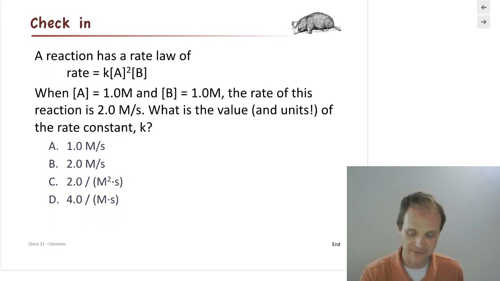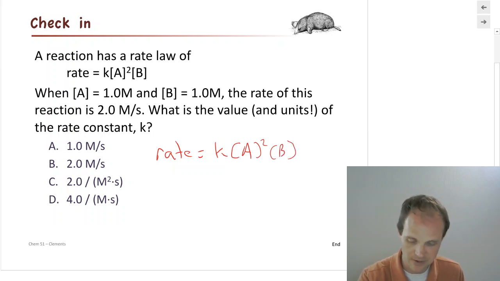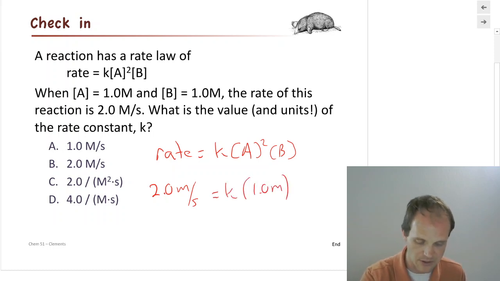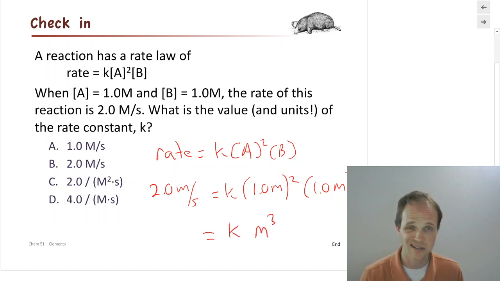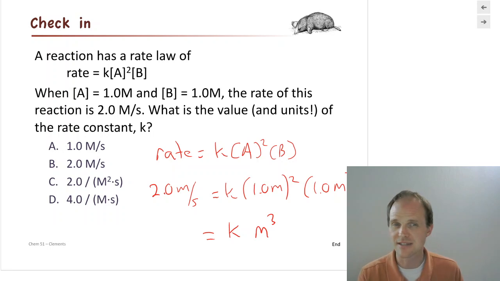Well, plug and play, folks, plug and play. So we've got rate equals K times A squared times B. And we're given all that information. 2.0 molar per second is equal to K times A squared, 1.0 molar squared, times 1.0 molar. Right? So what do we end up with? On the right, we end up with K molar cubed. What is a cubic molar? I have no idea. Nobody has any idea. The meaning of these units doesn't matter so much.